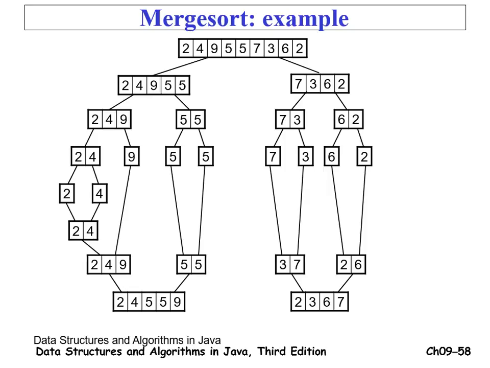2 and 2, who comes down? 2, one of them comes down, and then 3 comes down, and then 4 compares with 6, 4 comes down. 5 compares with 6, 5 comes down. 5 compares with 6, 5 comes down. 9 compares with 6, 6 comes down. 7 compares with 9, 7 comes down. And then have nothing left, then we put 9 down. And that's sorted.